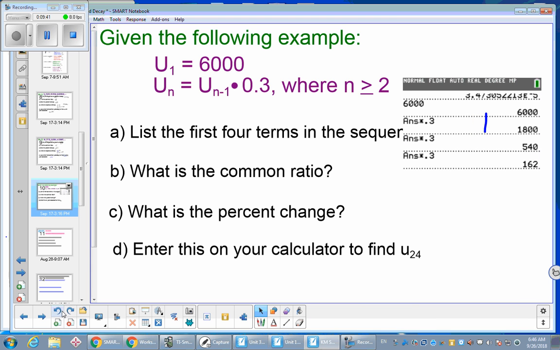Okay. Now I need to do the second term divided by the first. Oh, I lied. I already know my ratio. It's what I'm multiplying by. So my ratio is this number right here. It's what I'm multiplying by here. Okay. So I'm multiplying by 0.3, so my ratio is 0.3.